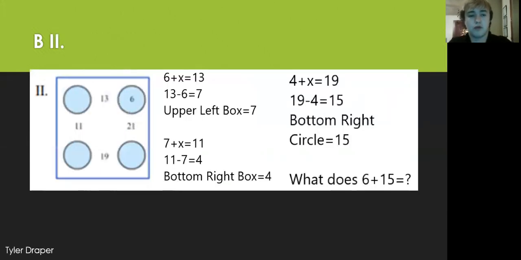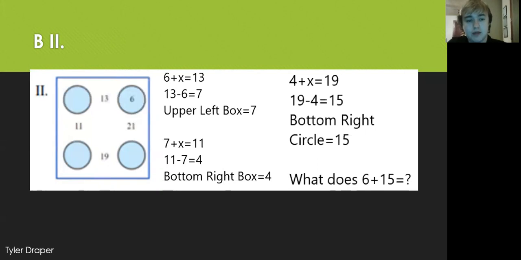Problem 2, we're given the 6, and so we'll solve for the upper left box first. 6 plus x equals 13. We'll do our simple algebraic equation, and we'll get that the upper left box is 7. Now that we have our 7, we'll do our equation, 7 plus x, where x will be the bottom left box. Sorry, got a typo there. So we will find that the bottom left box is 4.